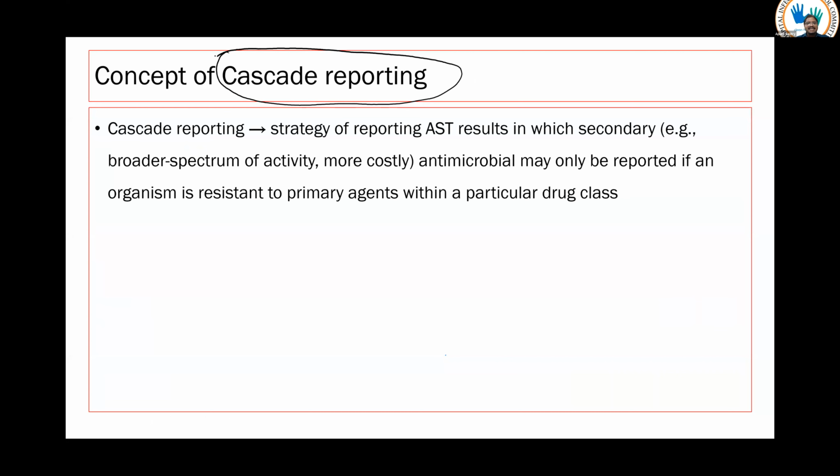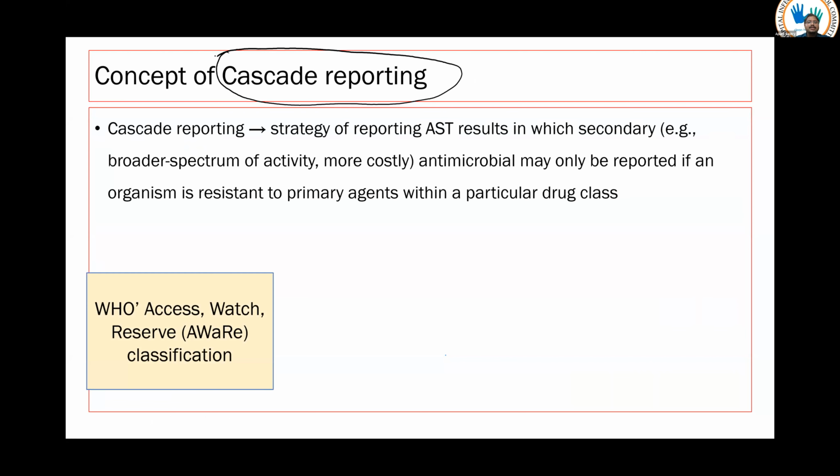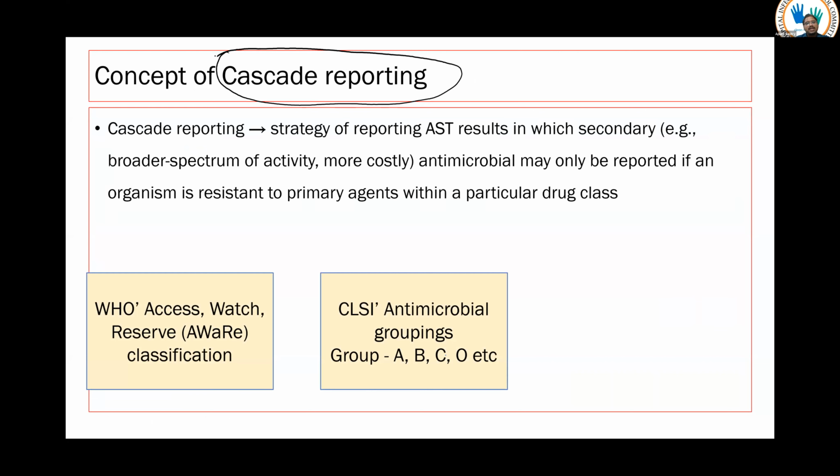One rule we should apply is that it should always be released along with the concept of cascade reporting. So what is cascade reporting? We already discussed that it's selective reporting. For the higher broad-spectrum drugs, the costlier drugs, the result should be released only if the earlier ones, the narrow-spectrum ones or the less costly oral ones, are not susceptible. For preparing this, you can take help from the WHO AWaRe classification. You can also get some idea from the CLSI ABCO categories, but it should not be copy-pasted from these categories.